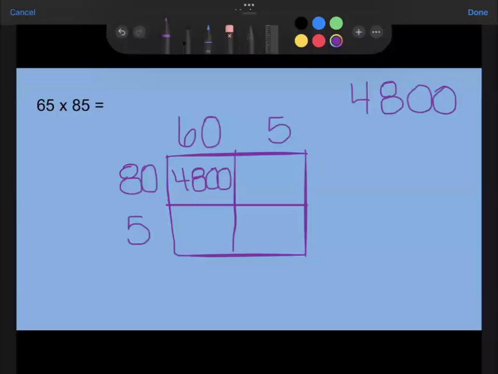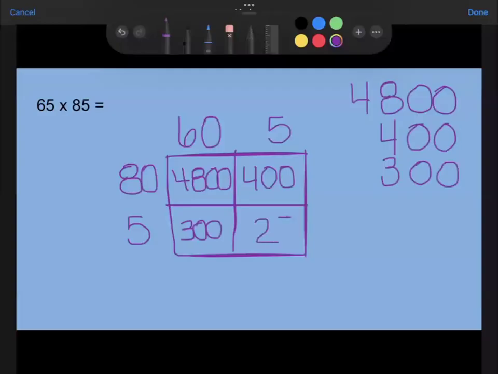Then if I go just to the right, I'm multiplying 5 times 80. So 5 times 8 is 40. And then I would add the 0 from the 80 to the end. So this ends up being 400. On the bottom left, we have 60 times 5. So 6 times 5 is 30. And then I would add the 0 from the 60. So this becomes 300. And then in the last box, it's 5 times 5, which is 25. So I'll go ahead and put that here.